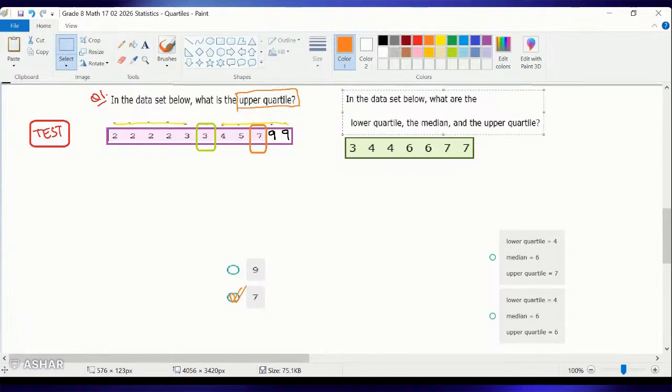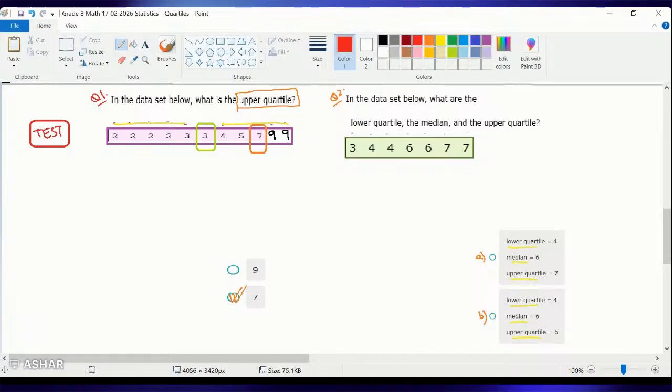Okay, let's see. For question number 2, we have 2 options, option A or option B. So how many values do we have? We have 1, 2, 3, 4, 5, 6, and 7 values, right? We have 7 values, perfect. But we have to give our answer in the form of lower, median, and upper. So we have to look at all of these.